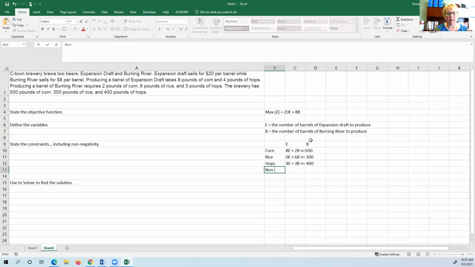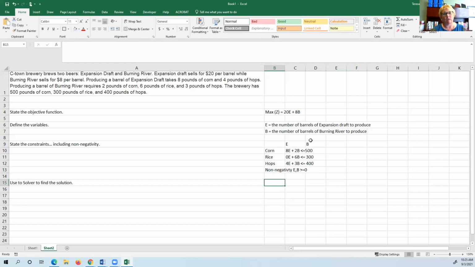And I would also need to write the non-negativity, which would be E, B has to be greater than or equal to 0. So now I've written my constraints, okay?